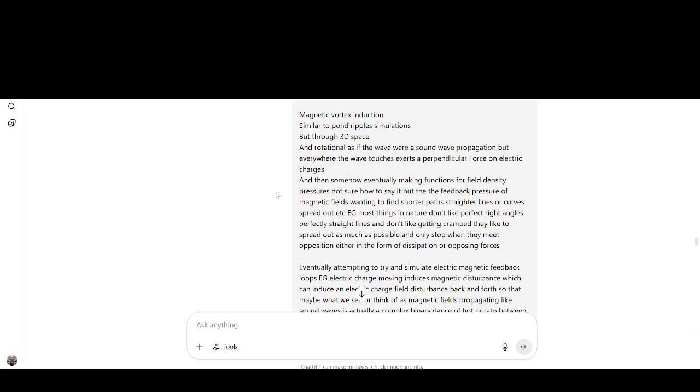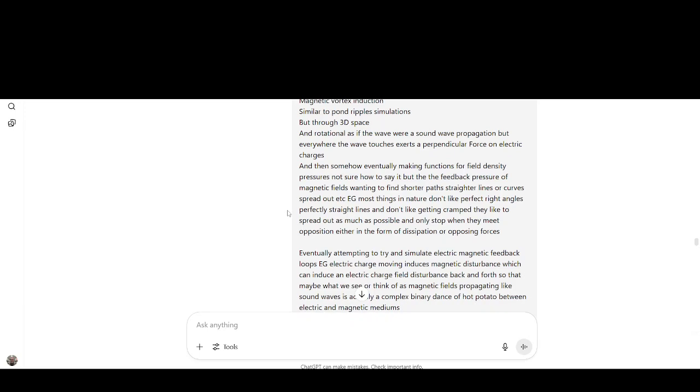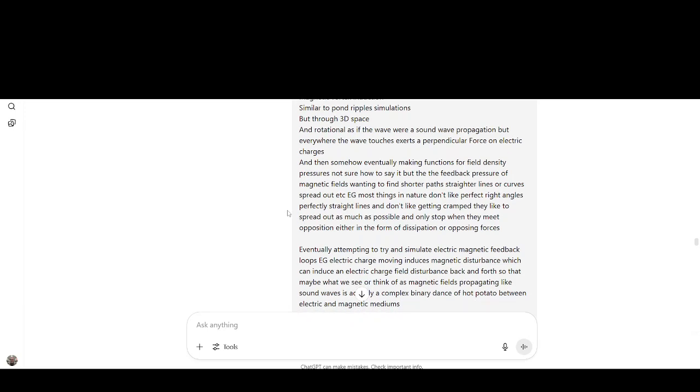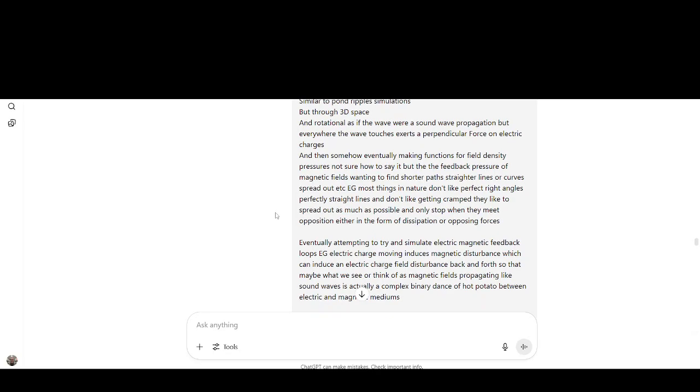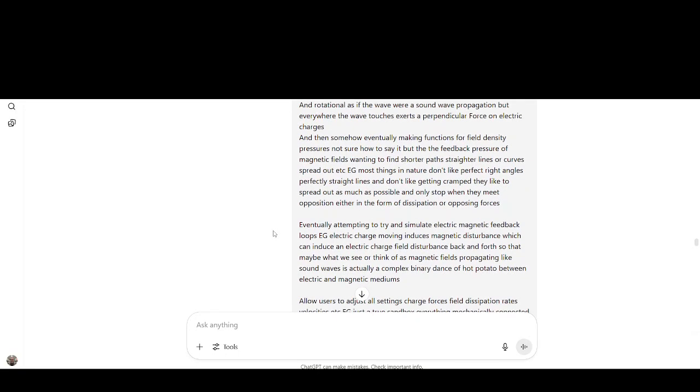Yeah, okay. And then somehow eventually making functions for field density, pressures, not sure how to say it, but the feedback pressure of magnetic fields, wanting to find shorter paths, straighter lines, or curves, spread out, etc. E.g. most things in nature don't like perfect right angles, perfectly straight lines, and don't like getting cramped. They like to spread out as much as possible and only stop when they meet opposition, either in the form of dissipation or opposing forces.